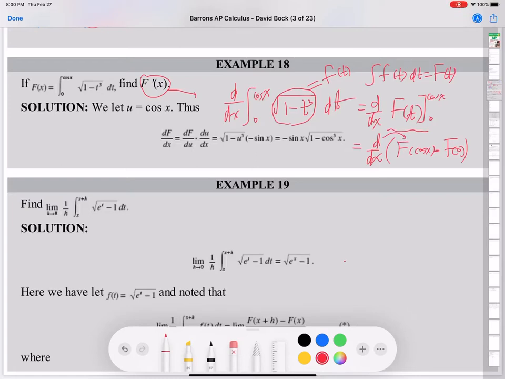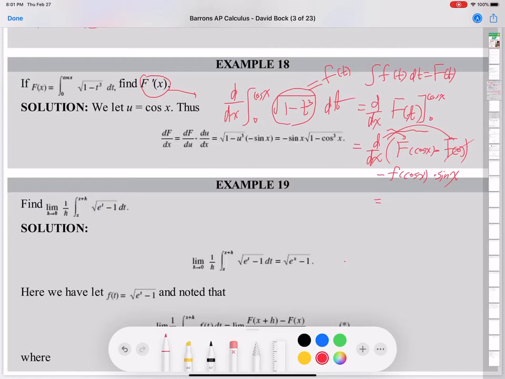Capital F of x has small f of x as its integrand, so capital F of x's derivative is what? Small f of x, so small f of cosine x. And then it has the inside function cosine x. By the chain rule, we have to find the derivative of the inside function. What is the derivative of cosine? It's the negative sign. Put the negative sign in front and then sine x. And then any number's derivative is 0. Okay, so that is small f of cosine x times sine x.